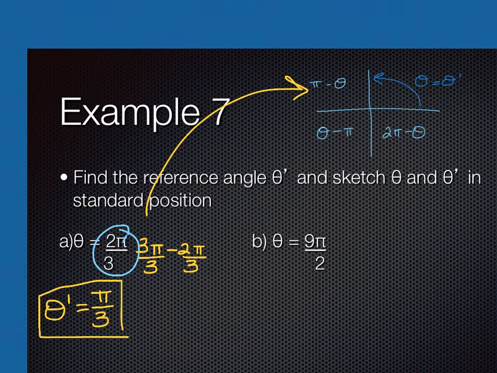Then I go to B, 9 pi over 2. So this one's not on my unit circle. It's too big. This is the same thing as 4 and 1/2 pi. So because you're going around your circle 2 total times, 1 time is 2 pi, around again is 4 pi, then I only have to go to 1/2 pi to find the angle. And because that's on the end of the first quadrant, my reference angle is just that, pi over 2.